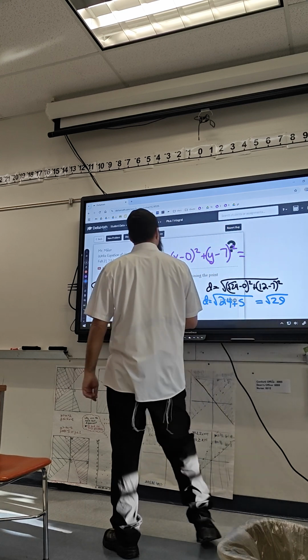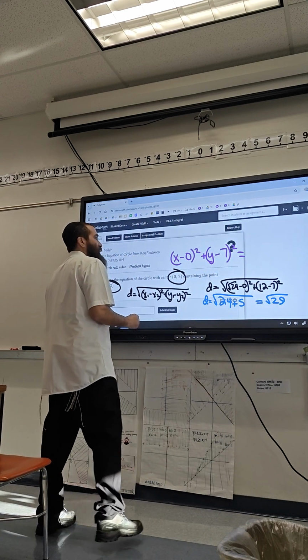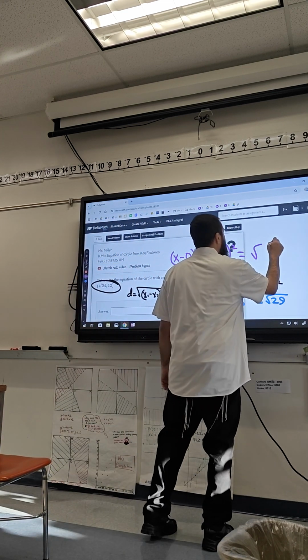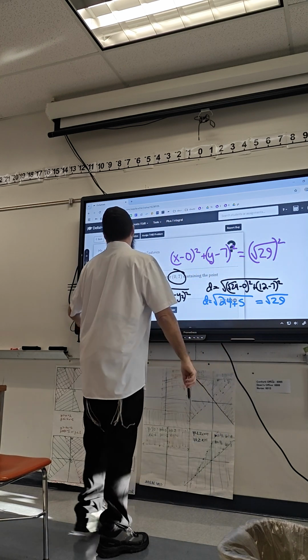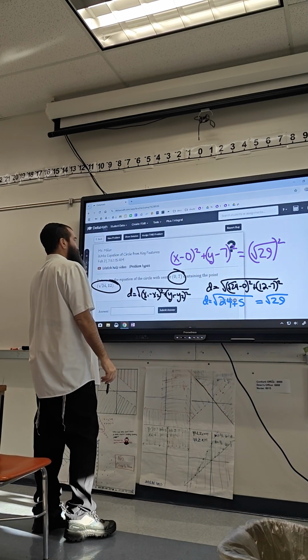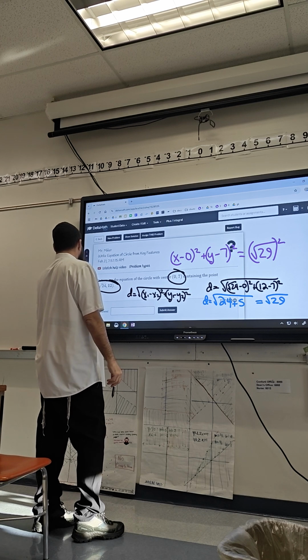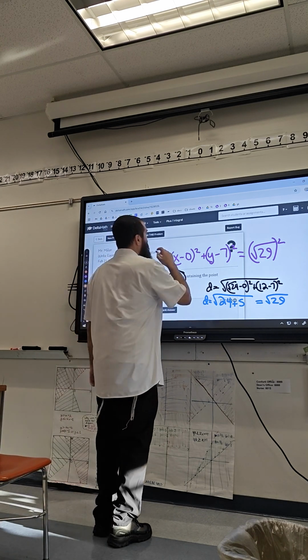So back to our original formula in purple, it's the square root of 29 squared. So what is the square root of 29 squared? 29. Correct, very good.